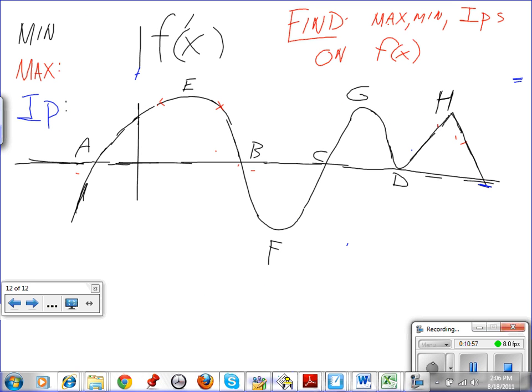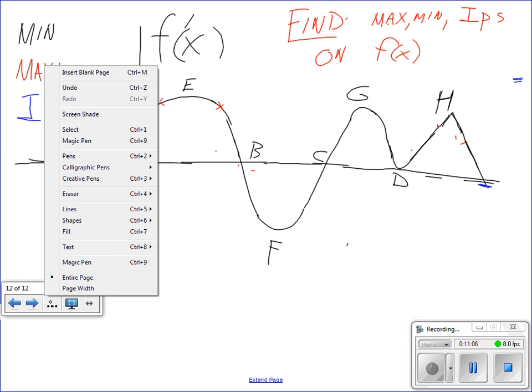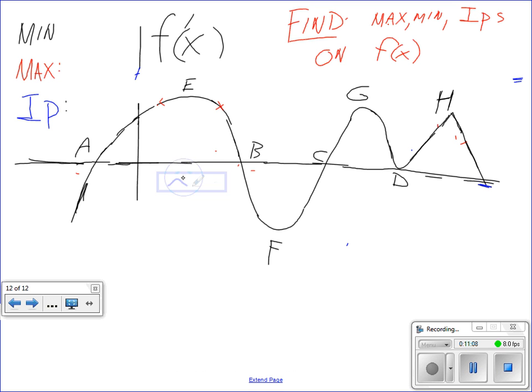Okay, here's a skill that you need to be very good at. What I've drawn here is the first derivative, and from looking at the first derivative, I want to find the maxes, mins, and inflection points on the original function f of x. That's the skill that you had to know in order to do the last problem. So let's just review that again.